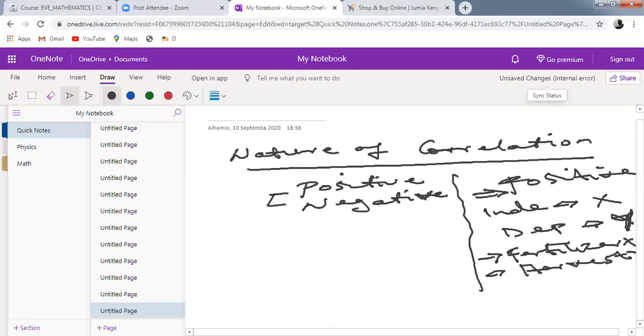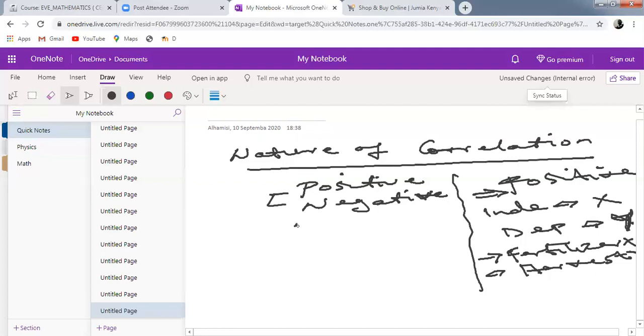If you try to reduce the amount of fertilizer that you are going to apply, the amount of harvest will also decrease. That is a perfect example of positive correlation. So positive correlation exists where an increase in the independent variable results in an increase in the dependent variable, and a decrease in the independent variable results in a decrease in the dependent variable. So you change this one upward, the other one also changes upward. You change it downward, the other one also changes downward. That is a positive correlation.